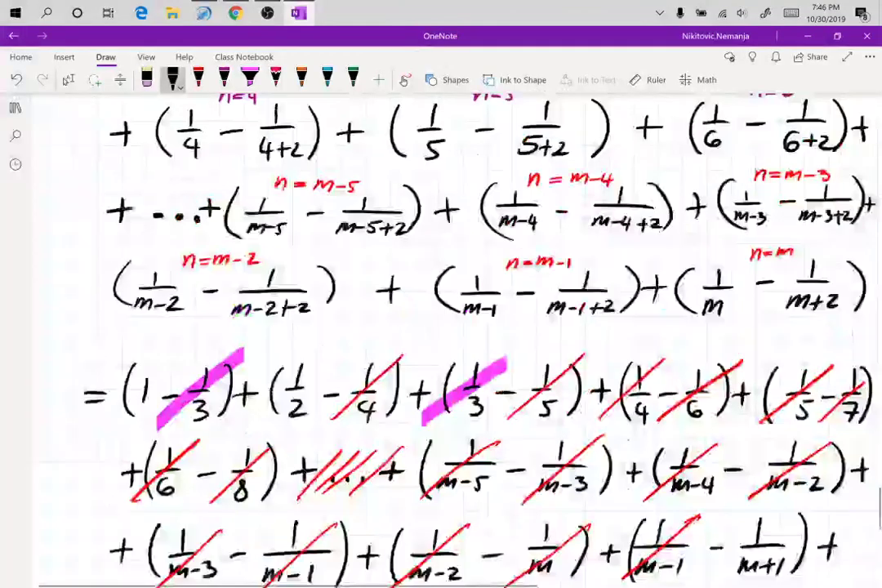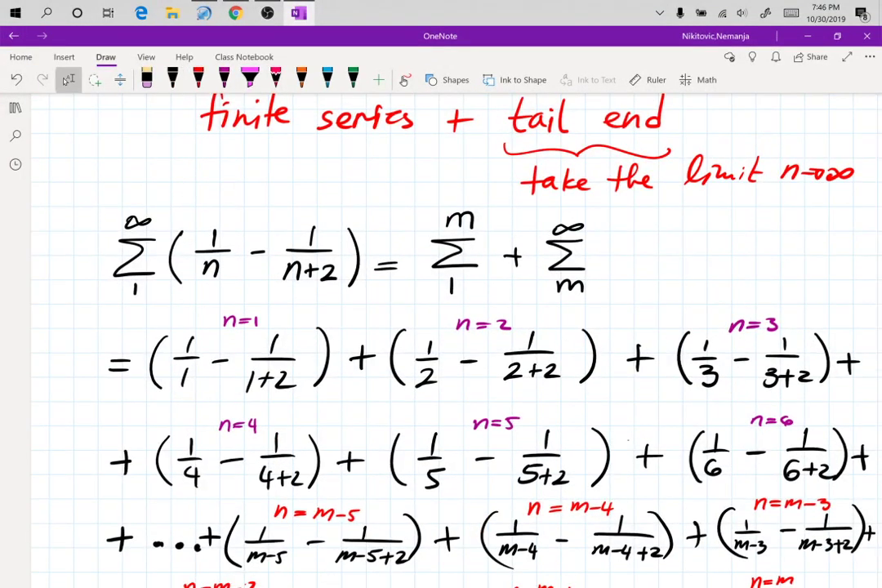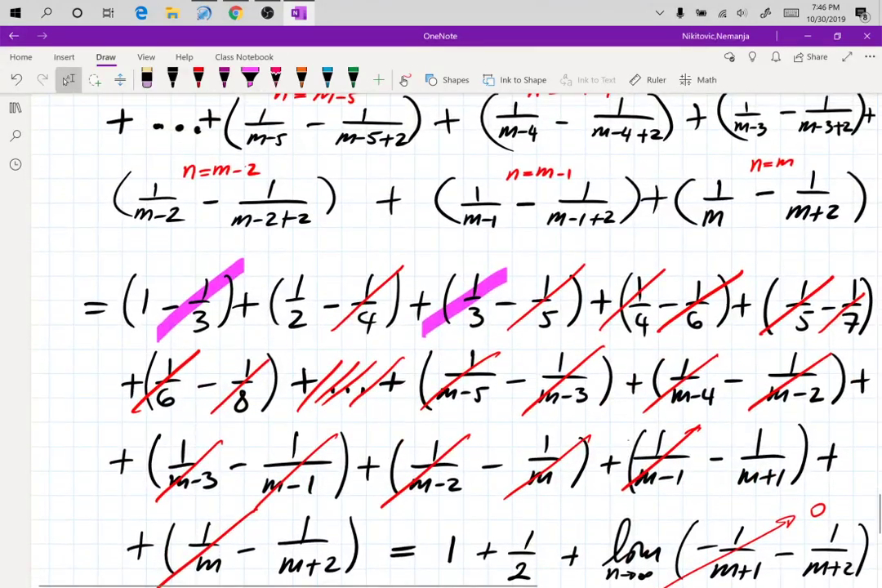The further away these guys are, the more terms you need until they start canceling. How far away are these? 2 away. 1, 2. If they're 3 away, 1, 2, 3 would survive. If they're 4 away, 1, 2, 3, 4 would survive. That means you would have to write 9 terms in order to cancel the first parenthesis. The further apart they are, the worse the situation.